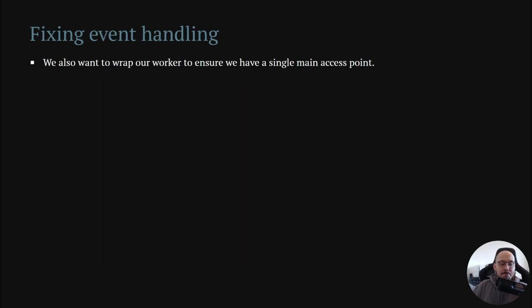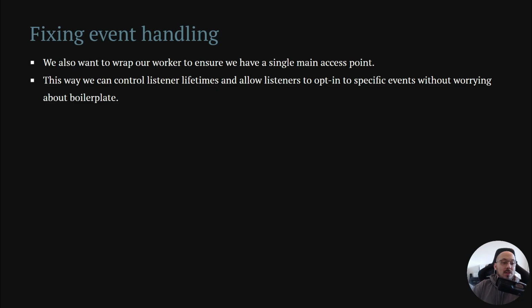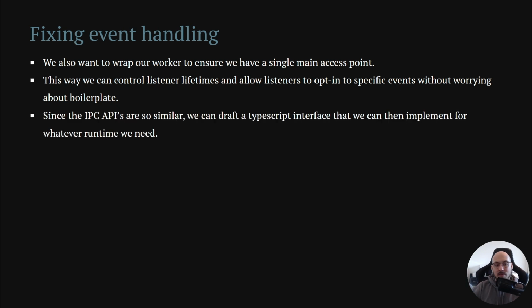Fantastic. Looking good. Now, what we'd also like to do is add a little bit of security and provide a single source of truth, so to speak. So maybe we want to wrap our worker with some sort of API and use it as a factory to create a nice, succinct API that we can then use. We have a single access point, a single source of truth, control the lifetimes of the listeners, allow listeners to opt in to only specific events, not having to worry about any boilerplate. It can just be like, hey, I want this function to get called every time this event comes in.